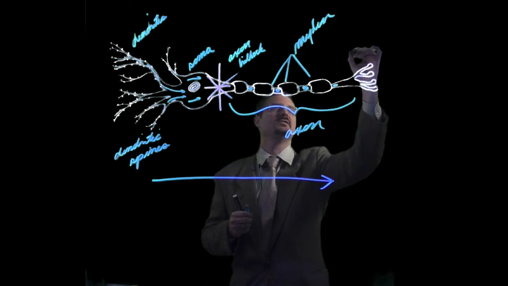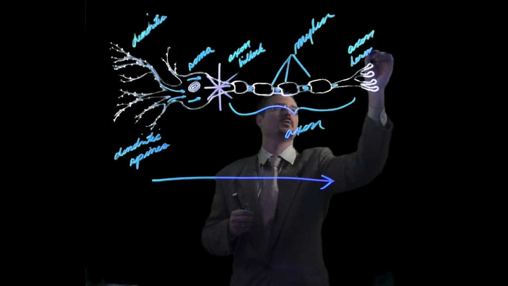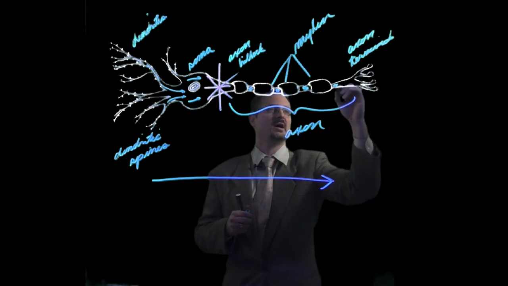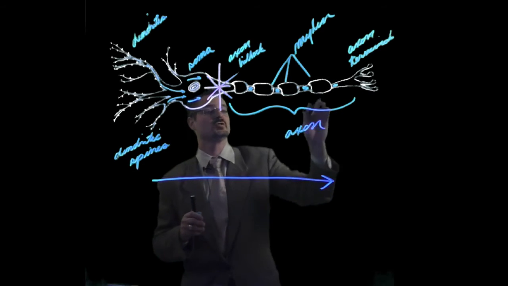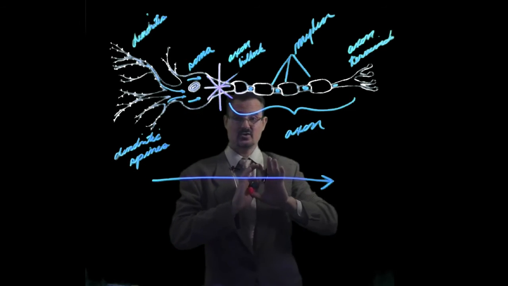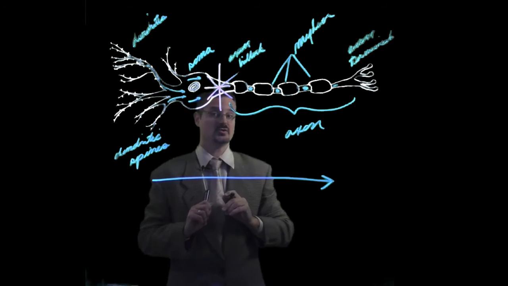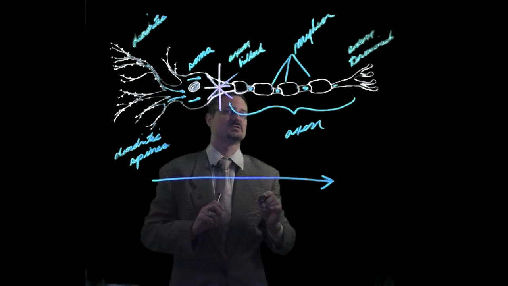And we're going to call these the axon terminals. And at the axon terminals, and again, the axon terminal is where the action potential is actually going to exit. It's going to do that through the release of a neurotransmitter into the synapse.